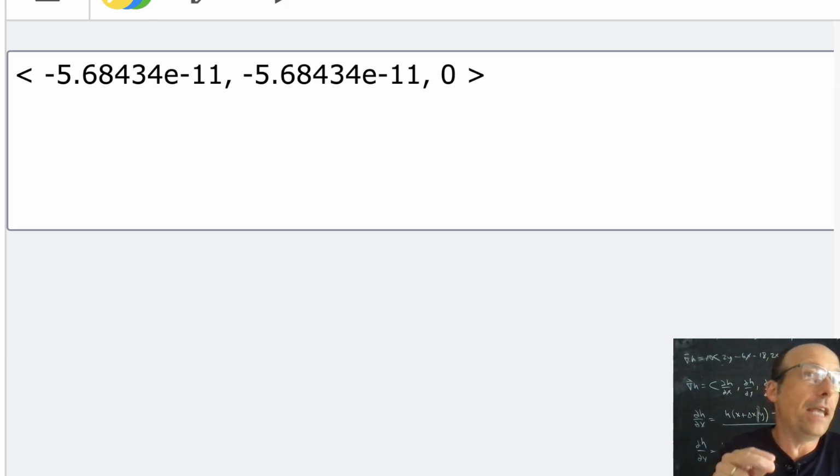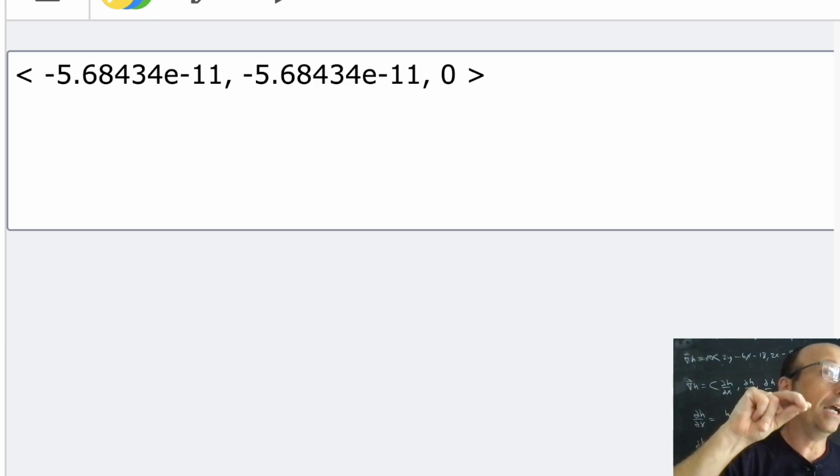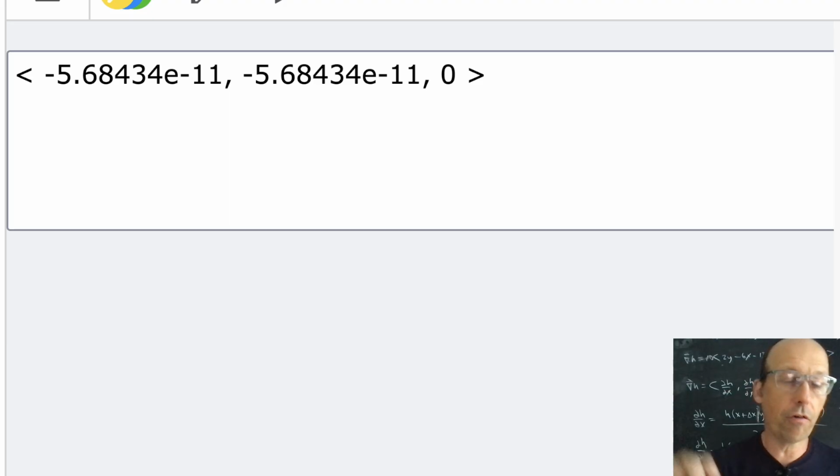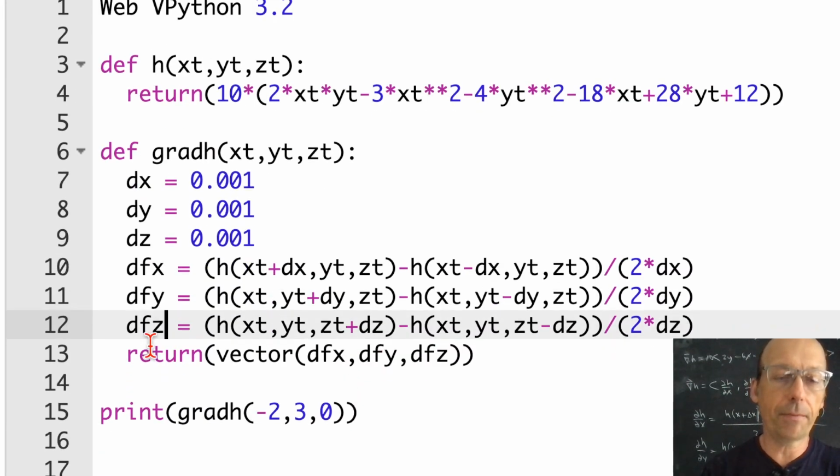Suppose I didn't know the answer. How would I find the answer? Well, I could vary the value of x from, let's say, negative 4 to positive 4 and see where it crosses 0. And I could do the same thing for y. So let's make a graph.